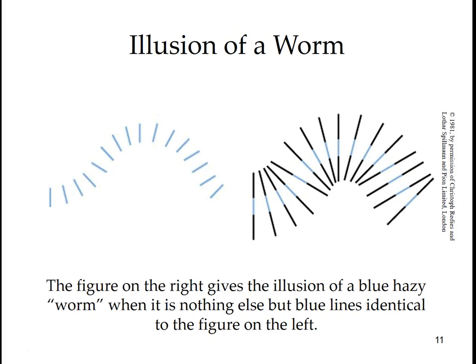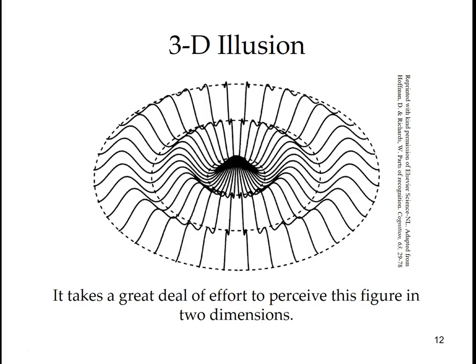Hearing captures touch. If you see here on this illusion, the figure on the right gives the illusion of a blue hazy worm when it's nothing else but blue lines identical to the figure on the left. It gives that illusion that the blue runs consistently. This one takes a great deal of effort to perceive. You can actually see this as a 3D illusion, and if you try really hard, you can make it seem flat, though it's very difficult to do.